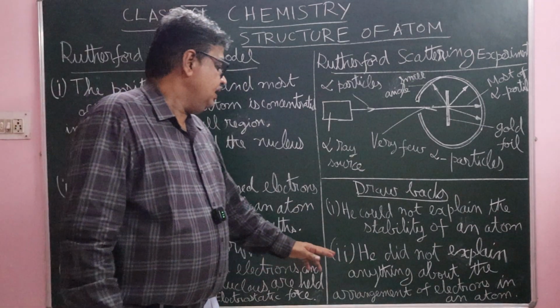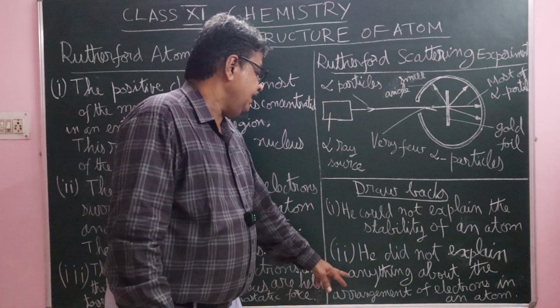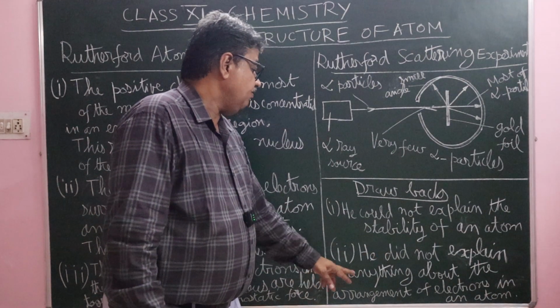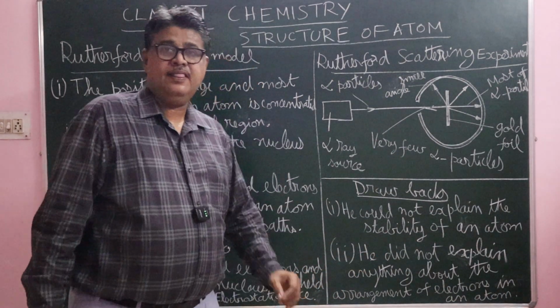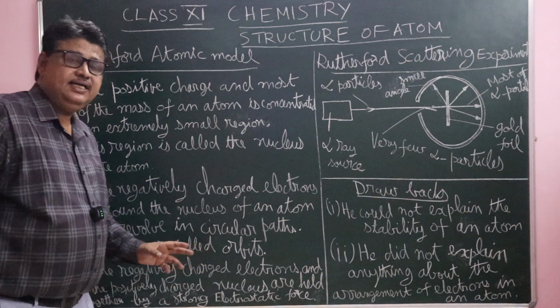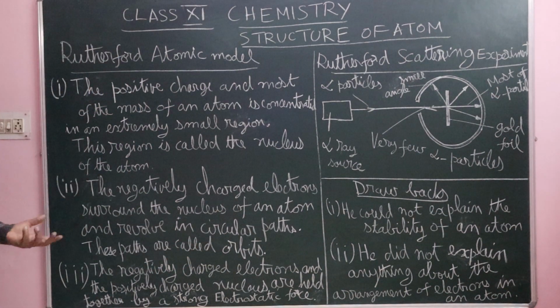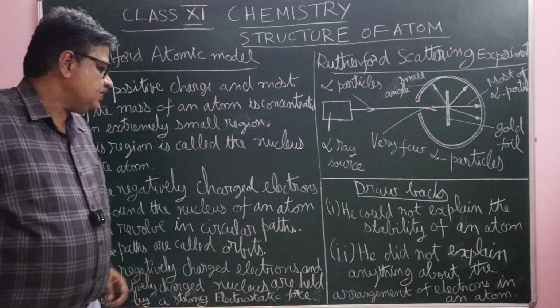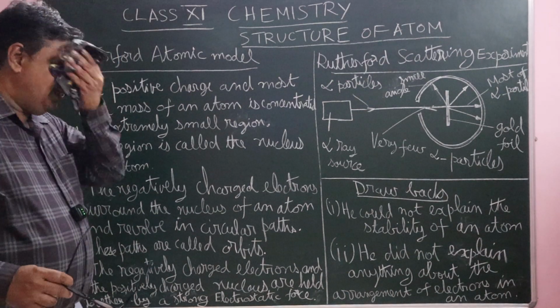And another thing, he did not explain anything about the arrangement of electrons in an atom. Rutherford just said the electrons go around the nucleus, but he had not explained the arrangement of electrons in the atom.